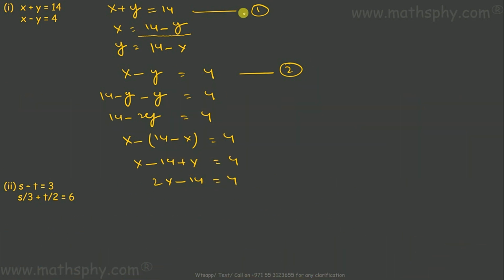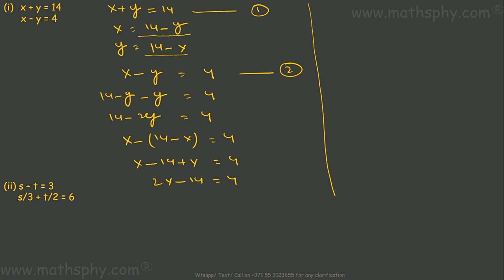So from the first equation, I have both values, the value for x and the value for y. I can replace any one of the values in equation number 2. Here I replaced x with this and got 14 minus 2y equals 4. Now, the benefit is that from two variables, I have only one variable. I can solve this very easily. In the same equation, instead of replacing x, I can replace y with this. y is equal to 14 minus x. From two variables, I have only one variable, which can easily be solved.